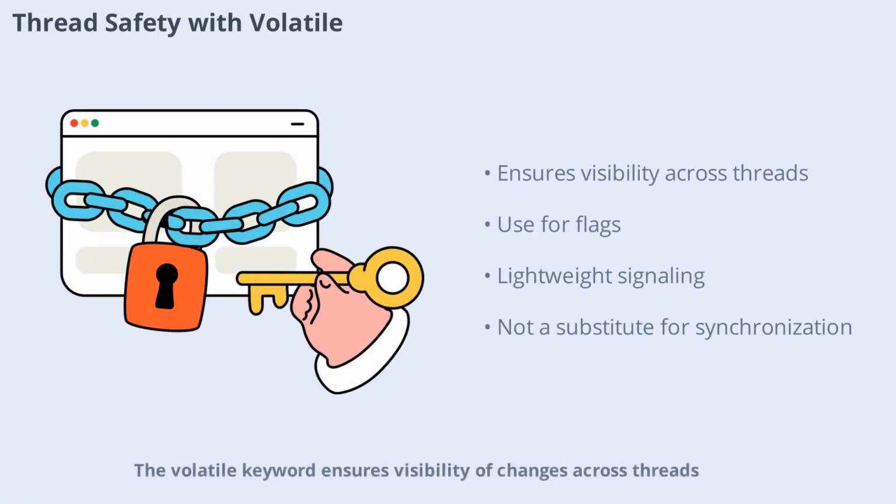The volatile keyword ensures visibility of changes across threads. Use it for flags and simple variables that are accessed by multiple threads. Volatile is not a substitute for full synchronization but is useful for lightweight thread-safe signaling.